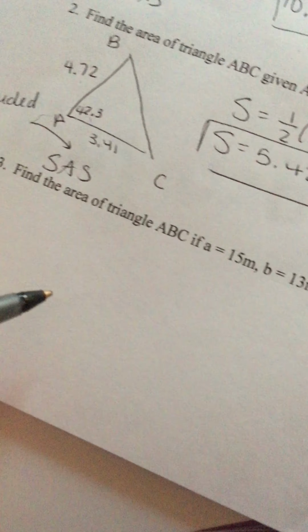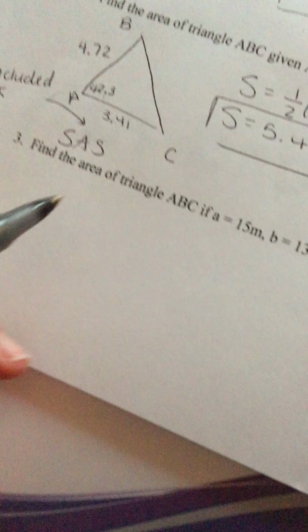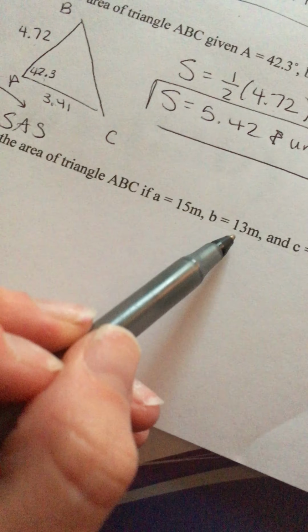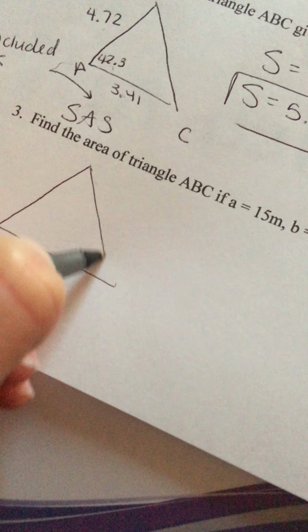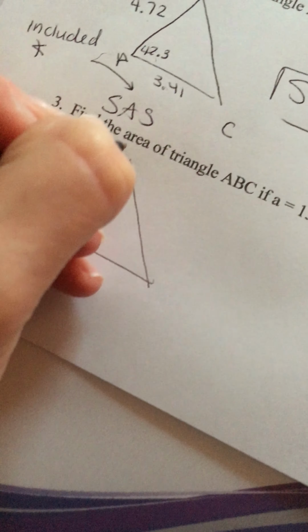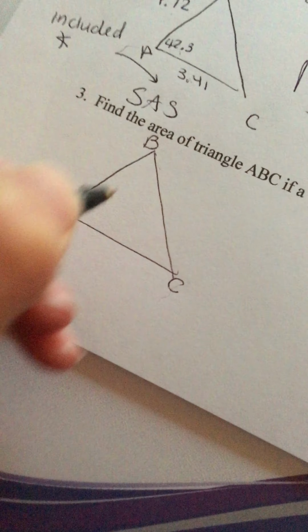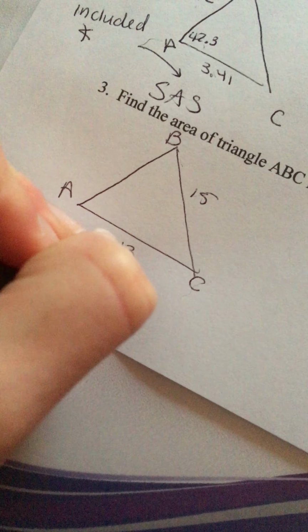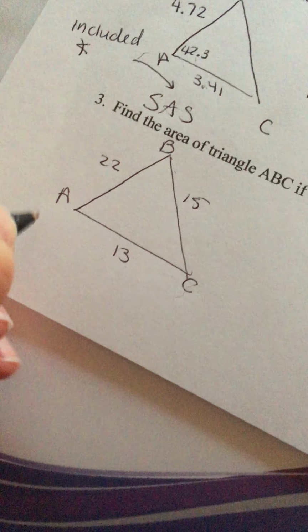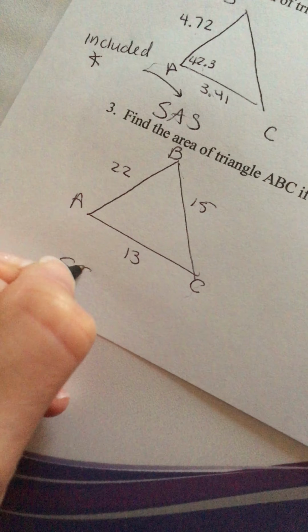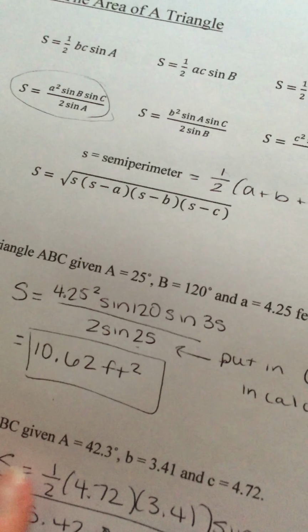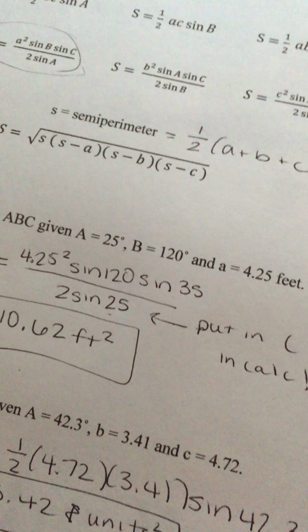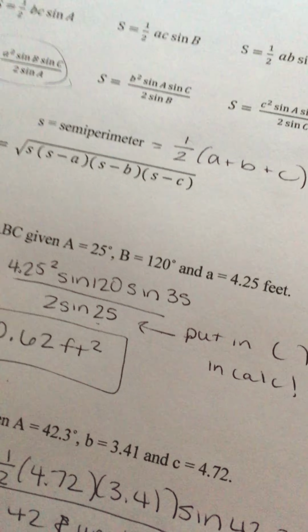All right, and then finally, find the area of the triangle ABC if A is 15, B is 13, and C is 22. All right, draw the picture just so that we see what this looks like. A is 15, B is 13, C is 22. Side, side, side. Pretty straightforward. So we're going to use the semi-perimeter formula. It's going to feel a little awkward and a little weird, but it's really not so bad.